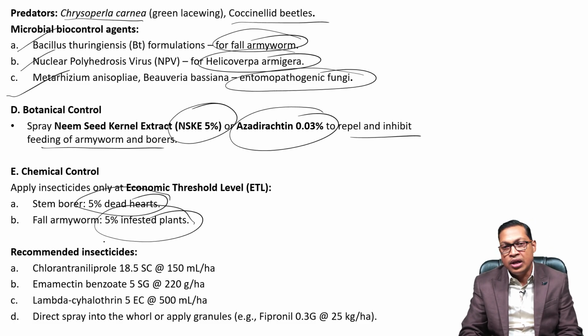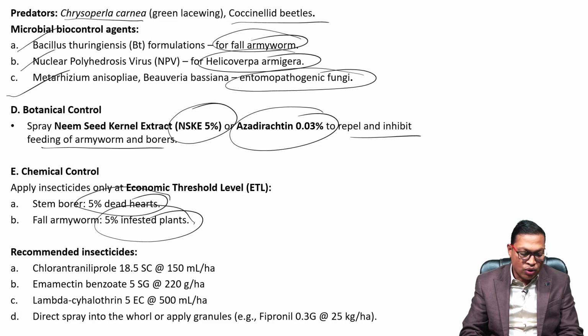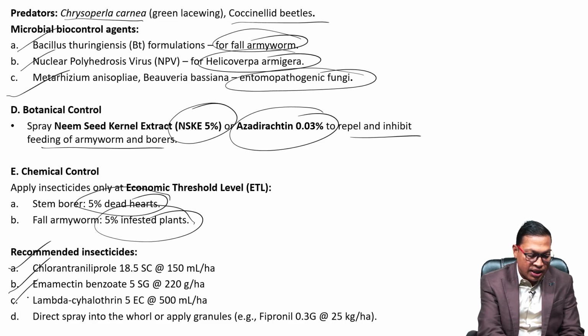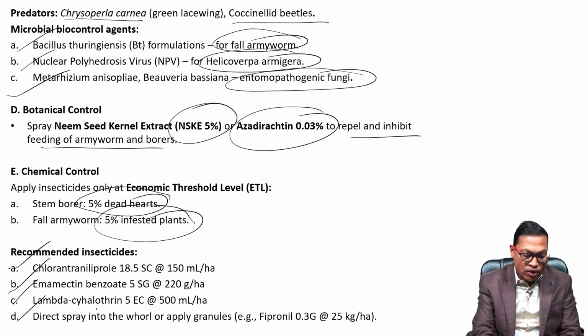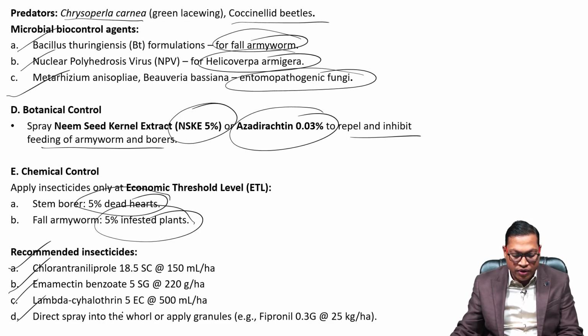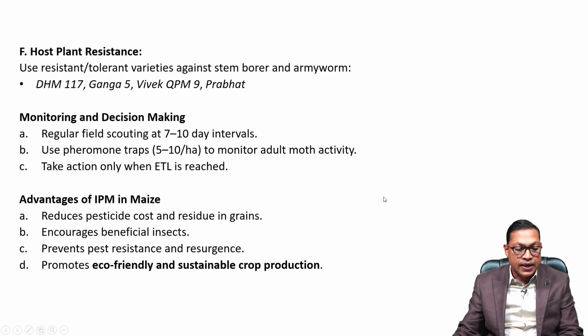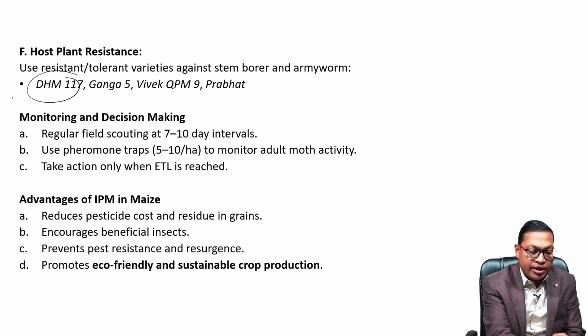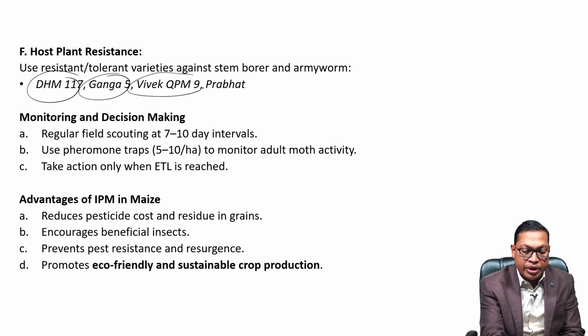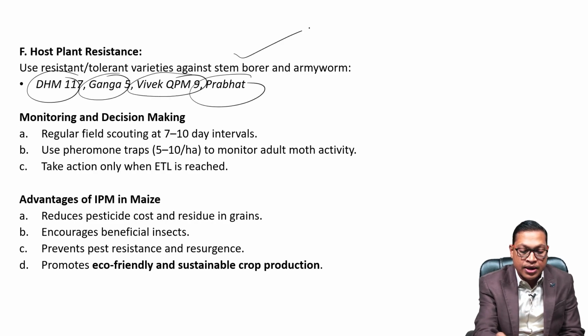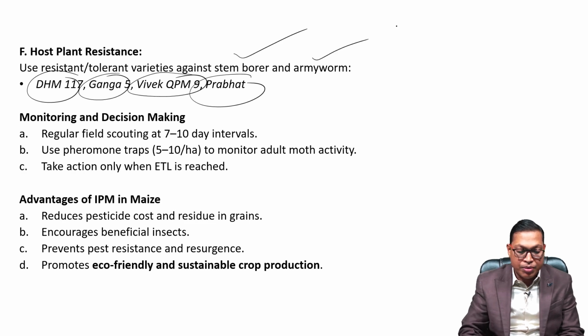Then chemical control: if 5% dead heart can be seen or 5% infested plants are found in the field in case of fall armyworm, we will go for chemical applications like lambda cyhalothrin and emamectin benzoate, which are very effective against different types of insect pests. Then host plant resistance: DHM 117, Ganga 5, Vivek, QPM 9, Prabha have tolerance against stem borer and armyworm.